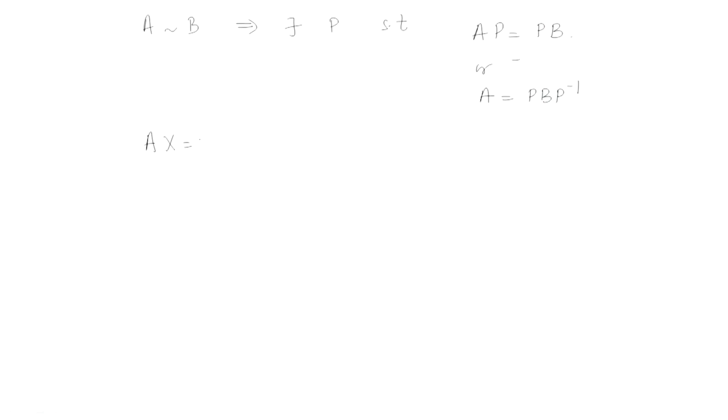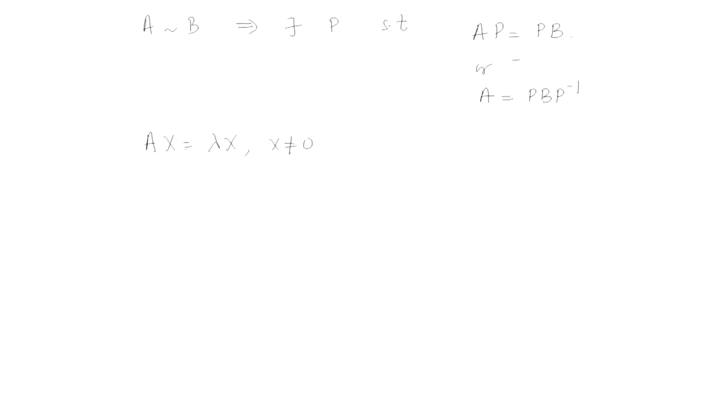If A is similar to B, this implies there exists P such that AP is equal to PB or A is equal to PB P inverse. Okay. Now, for the second property, we have to show that if two matrices are similar, then they have the same eigenvalues. So, how can we proceed for this? Suppose Ax equal to lambda x, where x is not equal to 0. So, what does it mean? This means that A has an eigenvalue lambda and the corresponding eigenvector is x.